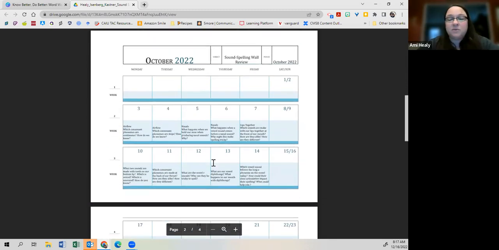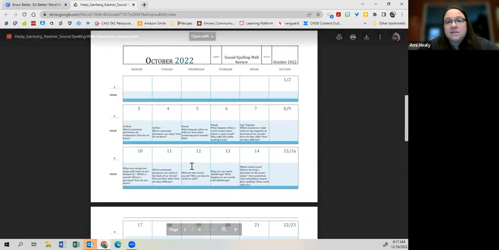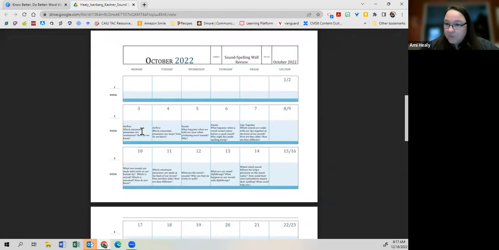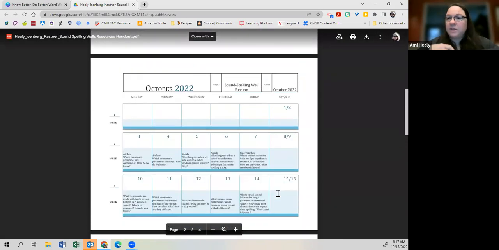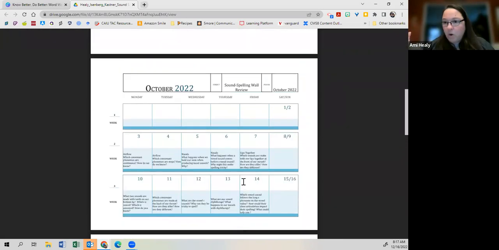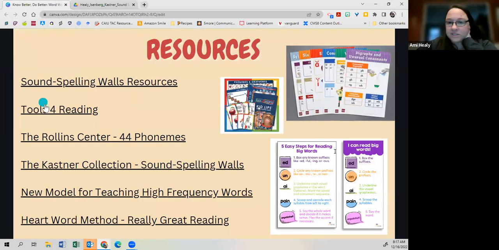The other two on the left will actually show the calendar that you see there. It is an example of, if you're implementing a sound wall already, what's something that you can do next. You can think about what is your focus on each day. This is just an example of one we put together for our participants to say, sound wall isn't just something that's on the wall. We want to keep coming back to it every day and using it as an instructional tool. So lots of stuff in that one.